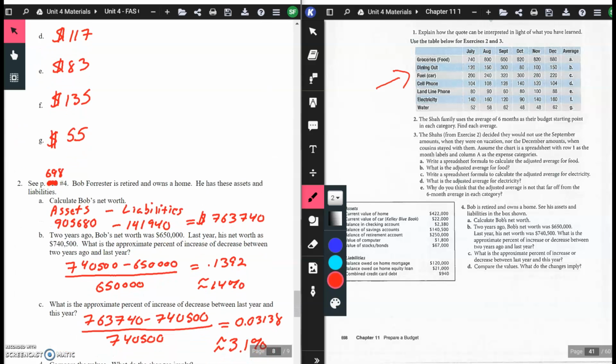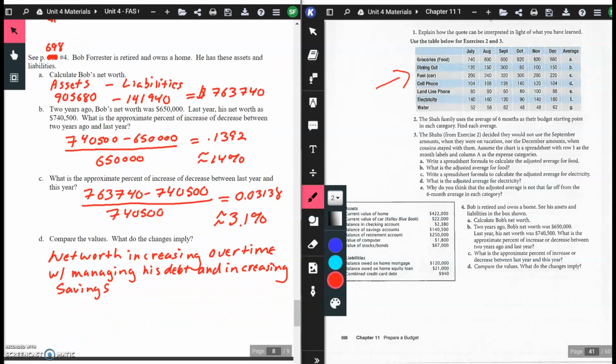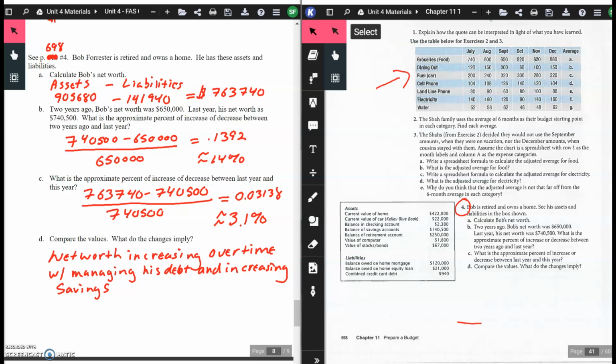Question number 2 refers to page 698. Again, fix that page number for me, and refers to question number 4, which is at the bottom of the page right here. It says Bob is retired and owns a home. See his assets in the box shown to the right here. If I scroll over a little bit, you can see the current assets and liabilities. The assets, you're going to want to add all of those up. So $422,000, $22,000, $2,380, $140,500, $250, and so forth. Add up all of your assets. That's going to be $905,680 in assets.